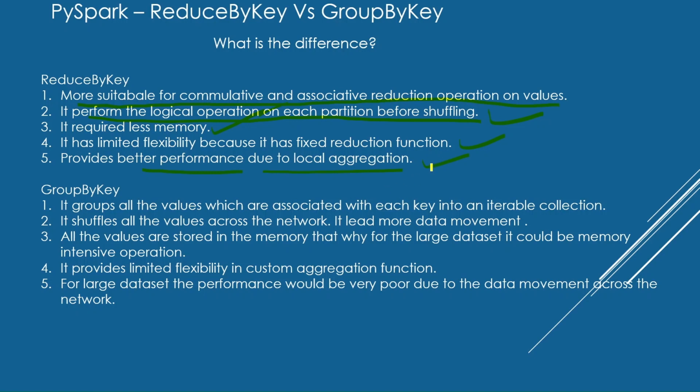This is one of the other major advantages. With local aggregation, the data becomes very small. It is going to fit into the memory, and the shuffling process becomes very fast.